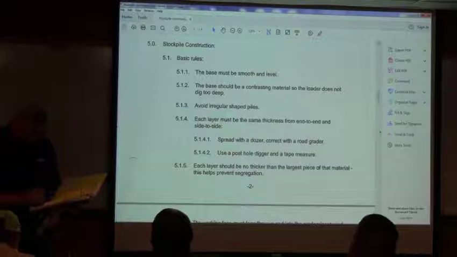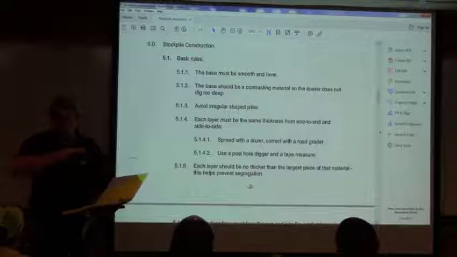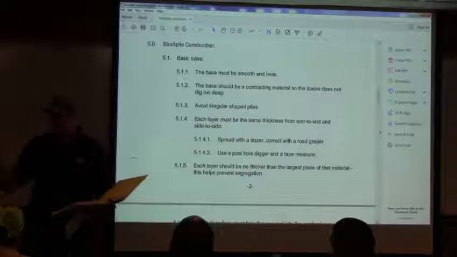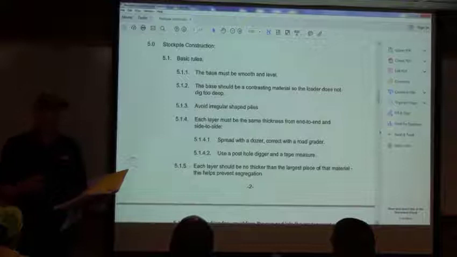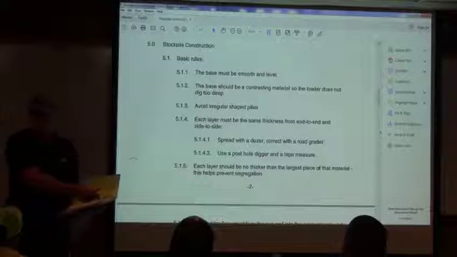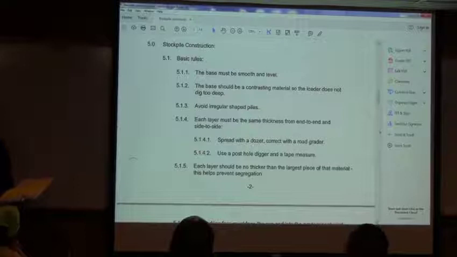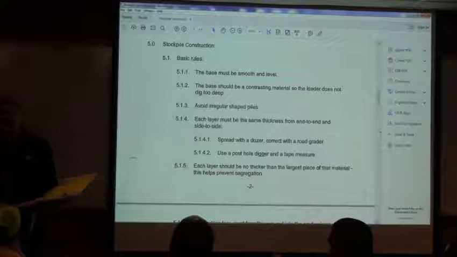The base should be a contrasting material so that the loader does not dig too deep. A lot of times we used to put brick bats down and then start stockpiling right on top of the brick bats, so the front end loader operator knows where to stop. We were talking about airplaning a minute ago. I'm getting to it. But when you got three components in a lift, and that guy is coming up airplaning like that, and then the color's off in the plant, damn right they're going to blame raw material. Here we are busting our butts to build these stockpiles in a very technical, quality way. We don't need somebody coming in behind us, accidentally or whatever it may be, sabotaging the product.